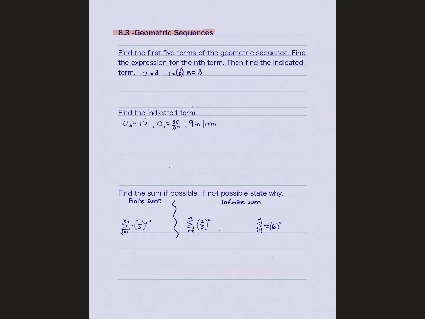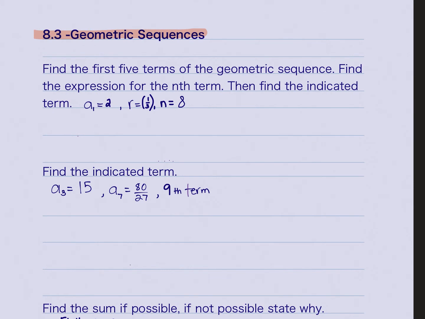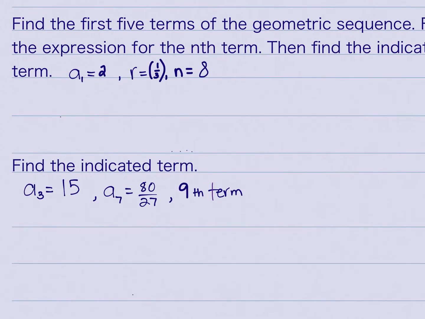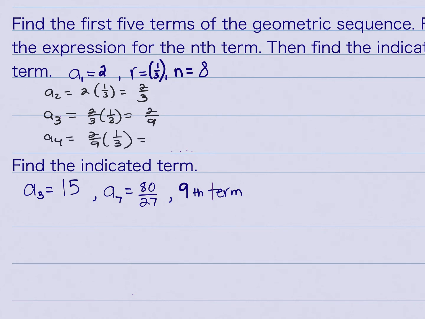All right, then came geometric. So geometric, this is like find the first 5 terms. We found the first 5 terms by multiplying when it's geometric. So for that first example, I would take a_1 and multiply it. So a_2 would be 2 times 1/3, and I'd get 2/3. a_3 would be 2/3 times 1/3, and I'd get 2/9. a_4 would be 2/9 times 1/3, and I'd get 2/27. a_5, 2/27 times 1/3, and I'd get 2/81. That's the first 5 terms.